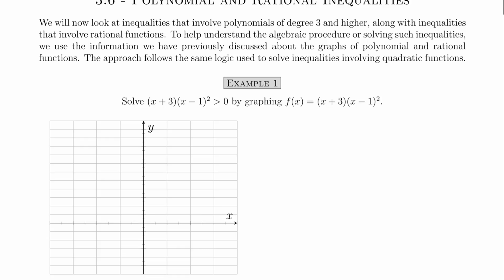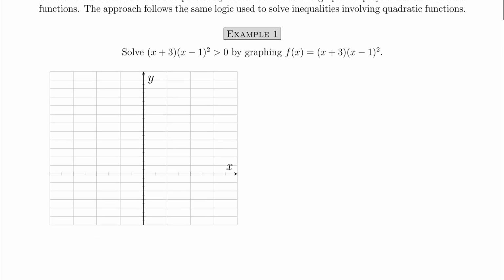So when we start with example 1, it says solve the quantity x plus 3 times the quantity x minus 1 squared greater than 0 by graphing just that left side of the inequality. Because it's already factored, we can see that we have zeros at -3 and +1. I'm going to switch over and look at the graph itself on Desmos. I've already graphed this so that we can find other critical values and you can see what the shape of the graph looks like.